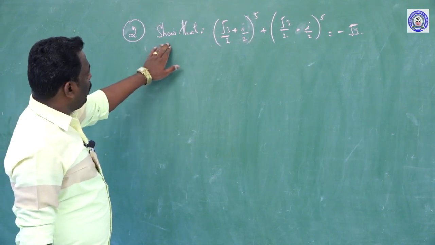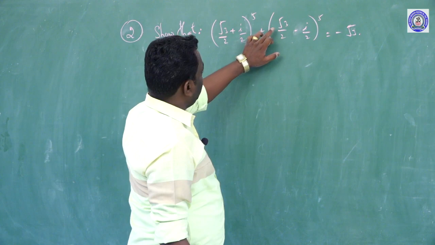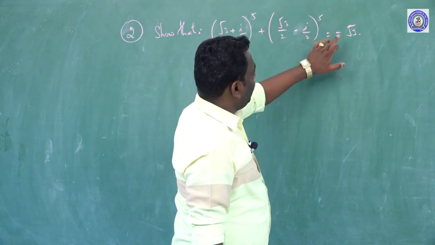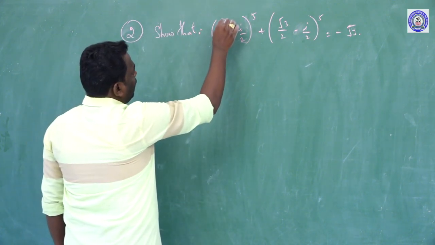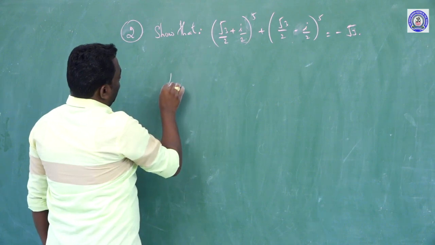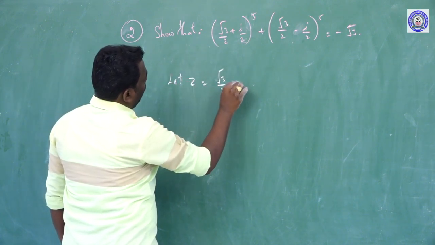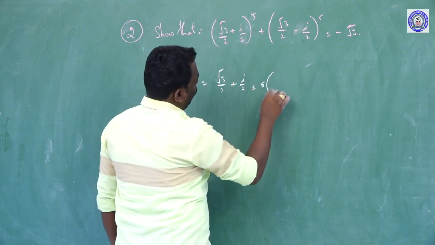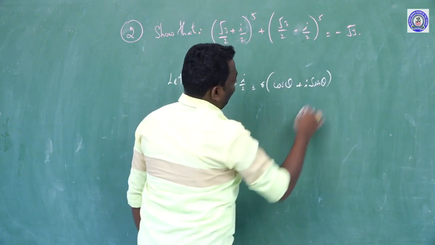Come to the exercise problem, the second one. Show that (√3/2 + i/2)^5 + (√3/2 − i/2)^5 is equal to −√3. We want to prove this. So first of all, consider the first term. Let us consider it as z equal to √3/2 + i/2. Convert to polar form, that is r into cos θ plus i into sin θ, called polar form.